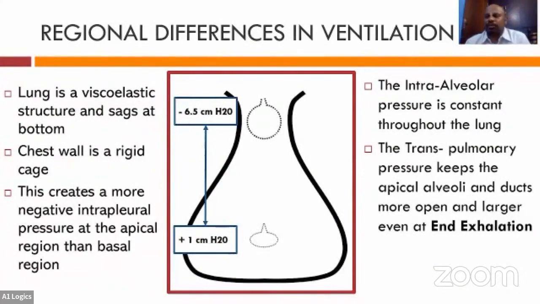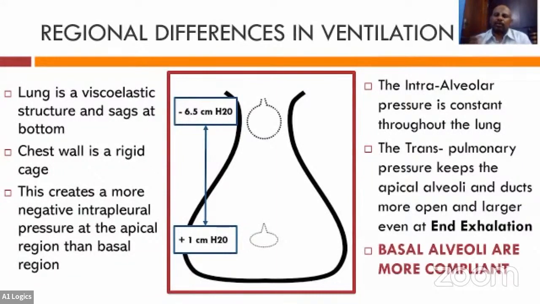It is the transpulmonary pressure that keeps the apical alveoli and ducts more open and larger even at the end of exhalation. That means in the upper part of the lung, the alveoli remain open, and because of the weight and the pleural pressure, the lower part of the lung, which contains these alveoli, is compressed a bit. And these compressed basal alveoli remain more compliant. The upper alveoli are already filled up and tensed. They cannot move further. The lower basal alveoli are collapsed and they have more chances of expanding.